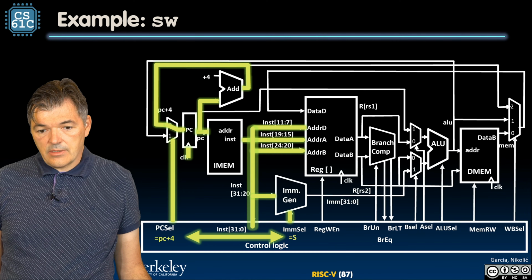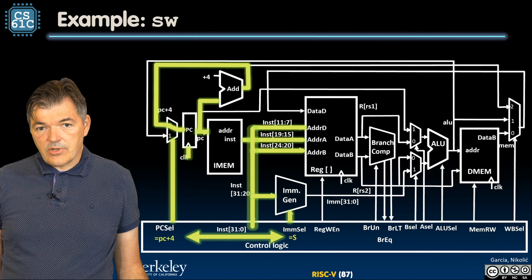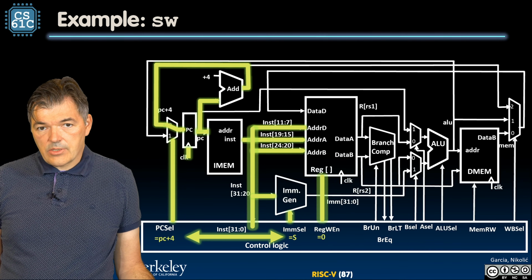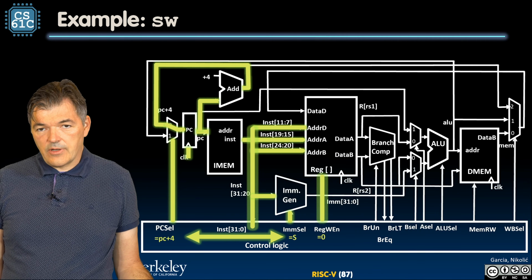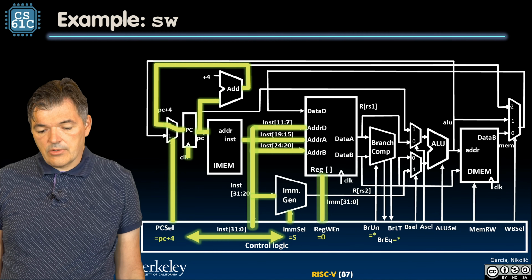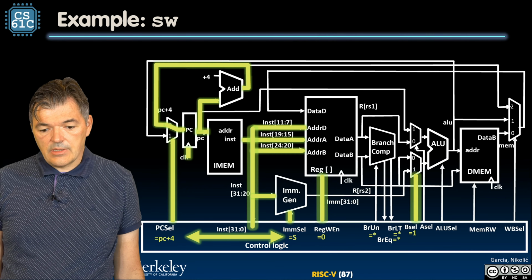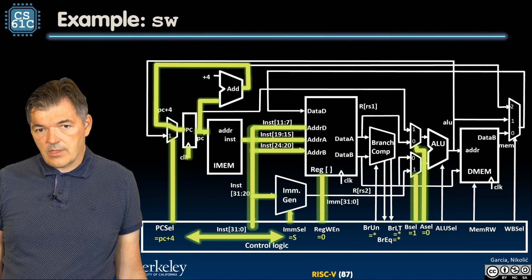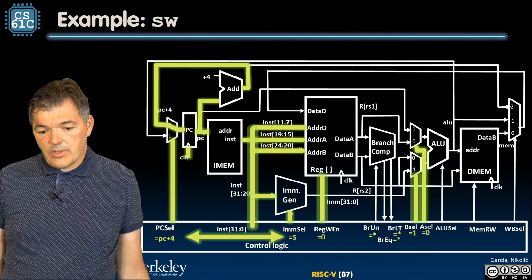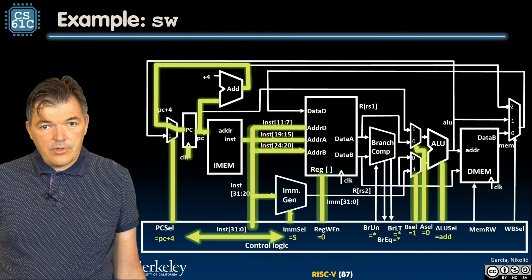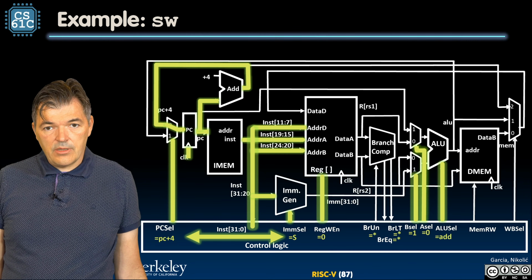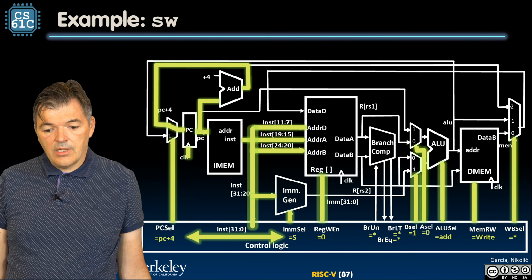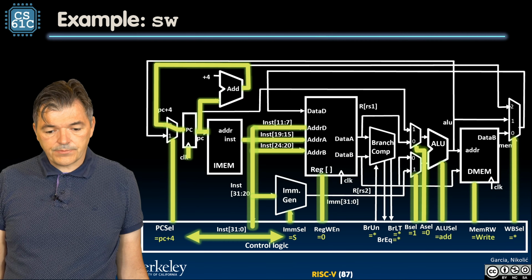Immediate select is set to S type. Register write enable is a 0 because we are not writing anything back into the register file at the end of a store. We don't care about the branches. B select is set to be picking an immediate. A select is picking the RS1 value. ALU select is going to do the addition of the offset with the base address. Memory read write signal is going to be set to write, and write back select is a don't care.